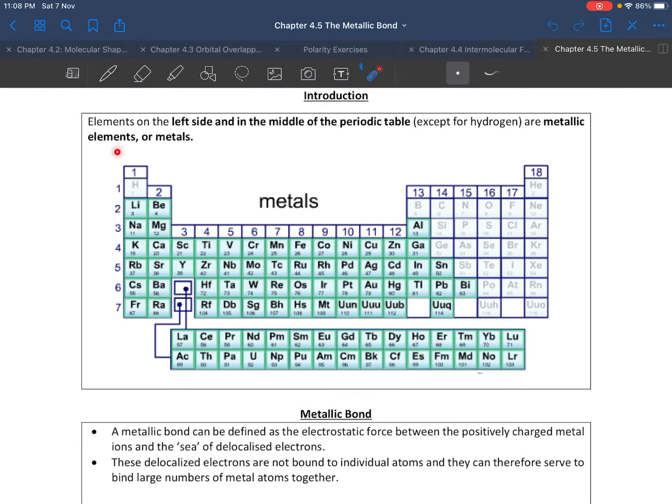Okay, so as you can see here, this is a periodic table. Elements on the left side and in the middle of the periodic table, except for hydrogen, are metallic elements or metals. That means all the green elements here, yang kala hijau saya letak colour ni, semua adalah metal. Except for yang sebelah kanan ni ada semi-metal and non-metal. Semi-metal should be around here. Okay, so next time whenever I mention metals in periodic table, you should be able to imagine yang sebelah kiri, yang tengah-tengah mostly adalah metal.